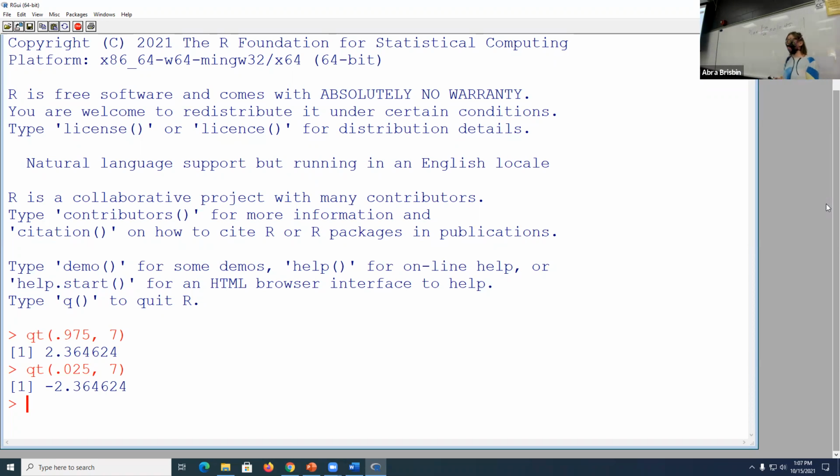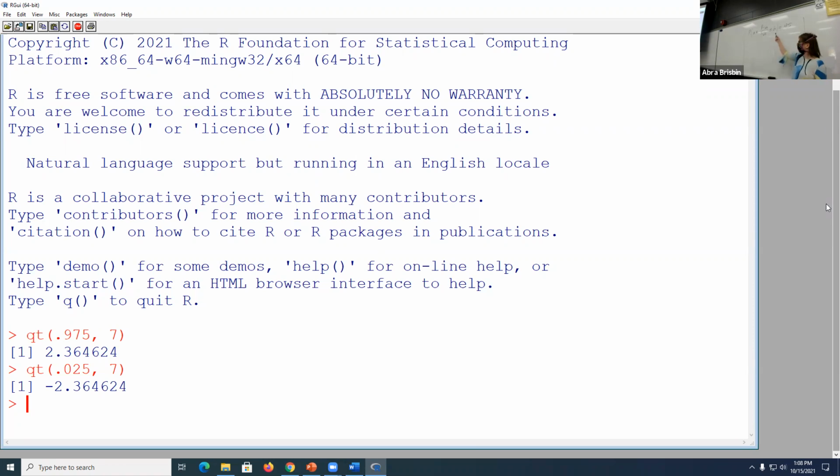So our general strategy for using a pivotal quantity to find a confidence interval is to set up a statement of the probability that our pivotal quantity is between two values, call them A and B. That probability is equal to whatever level of confidence we want. So in this case, we want 95% confidence, so the probability equals 0.95.